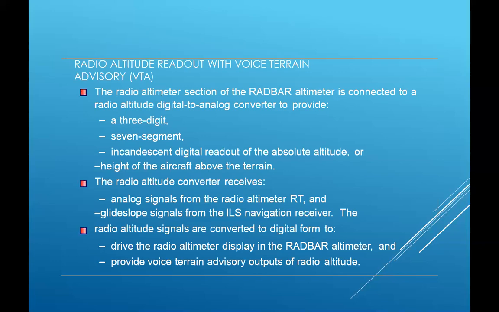Radio altitude readout with the voice terrain advisory. The radio altimeter section of the radar altimeter is connected to a radio altitude digital to analog converter to provide a 3-digit 7-segment incandescent digital readout of the absolute altitude or height of the aircraft above the terrain. The radio altitude converter receives an analog signal from the radio altimeter and a glide slope signal from the ILS navigation receiver. Radio altitude signals are converted to digital form to drive the radio altimeter display in the radar altimeter and also to provide voice terrain advisory output of radio altitude.